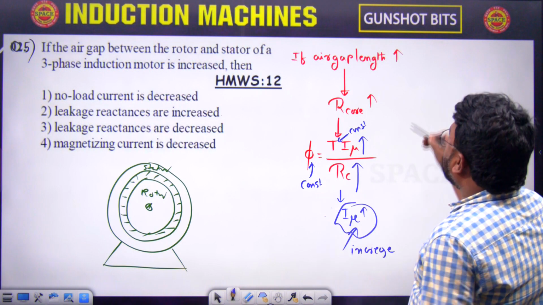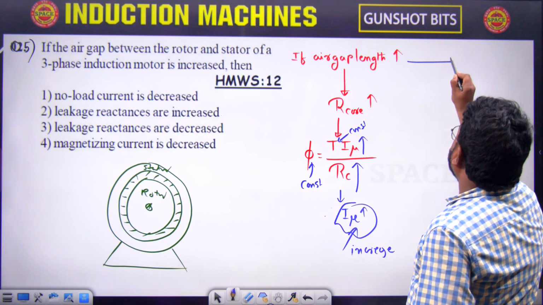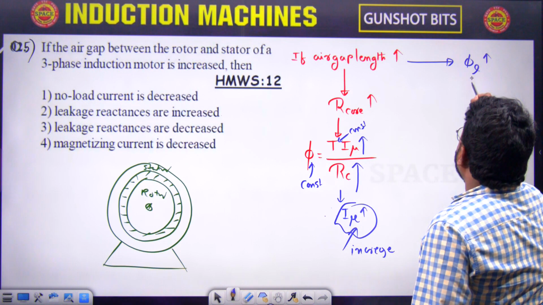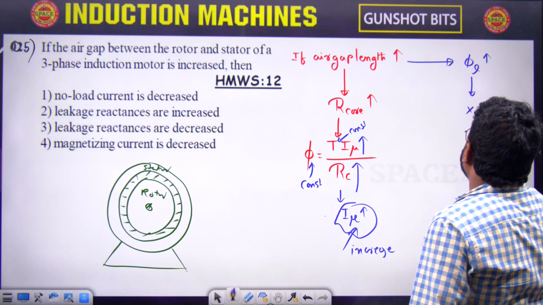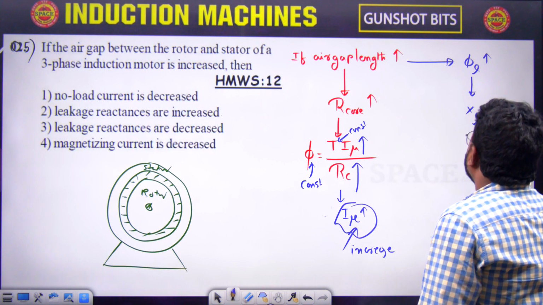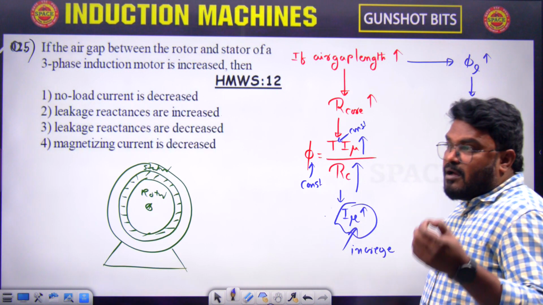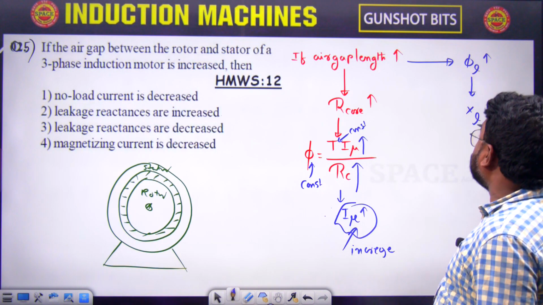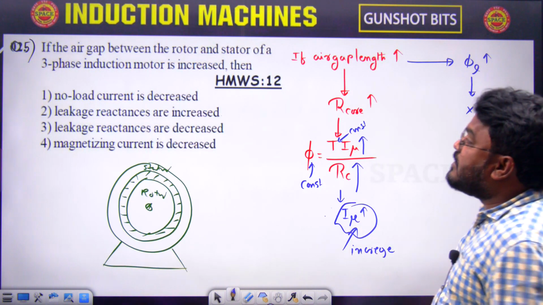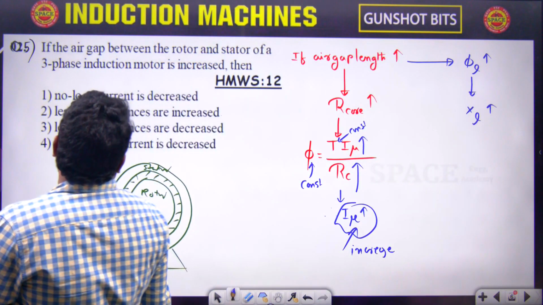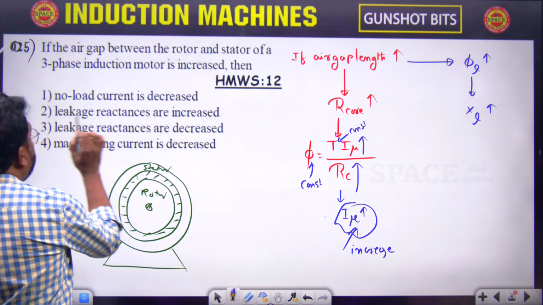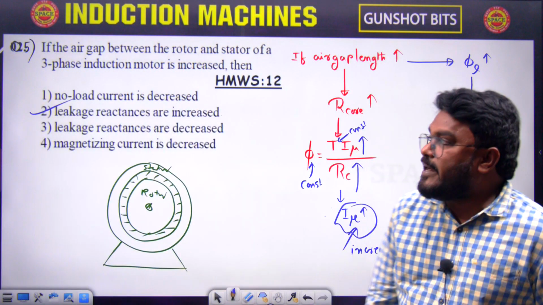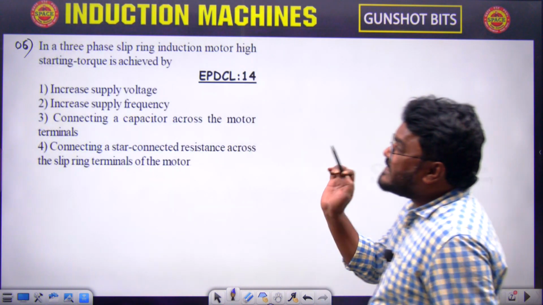And next, if your air gap length increases, the leakage flux will be increased, and the leakage reactance will increase. Leakage reactance is the representation of the leakage flux in the machine. As leakage flux increases, leakage reactance will be increased. So the answer for this question is that the leakage reactance increases. Option 2 is correct for this question. And next let us solve question number 6.